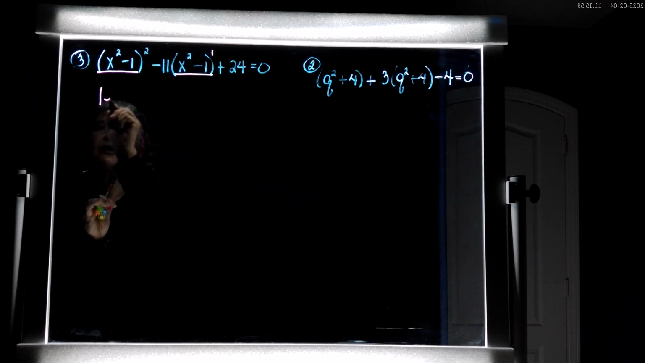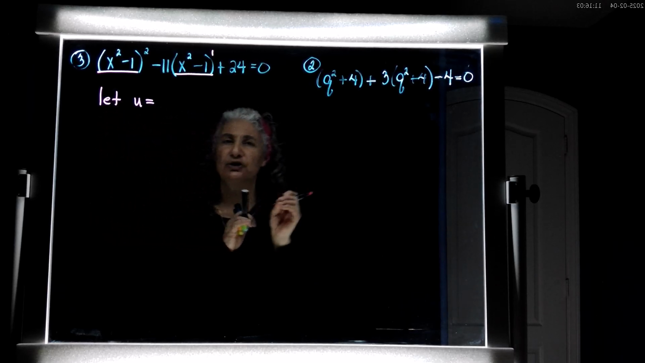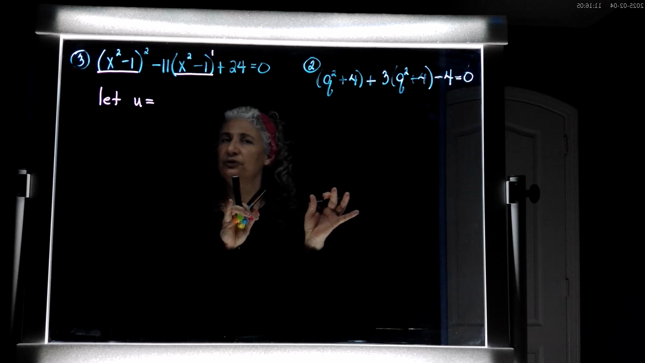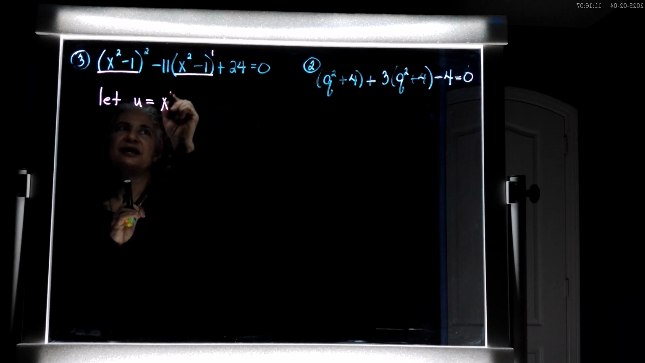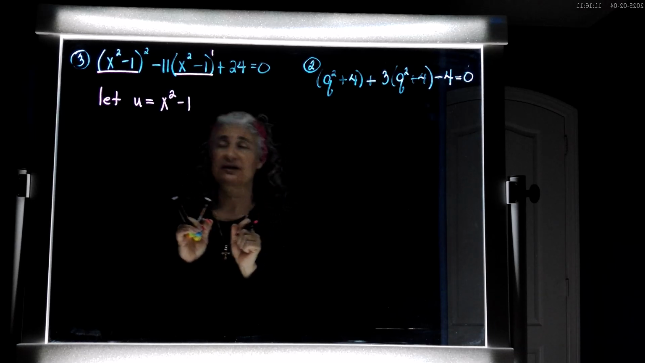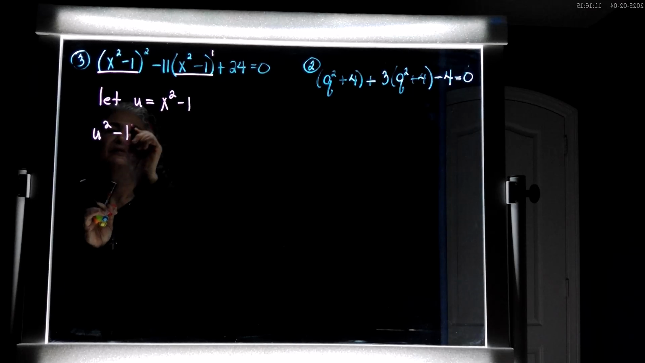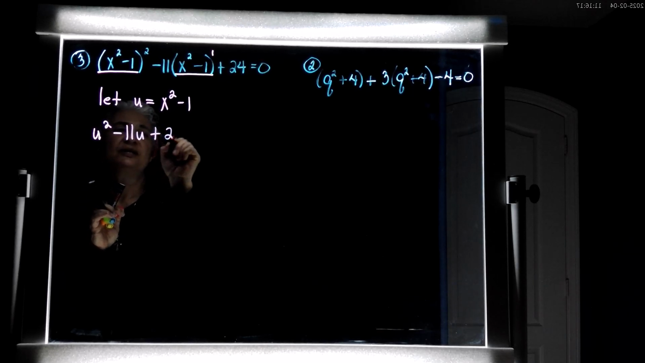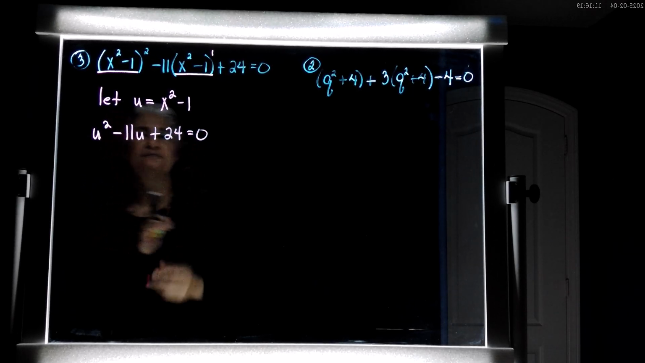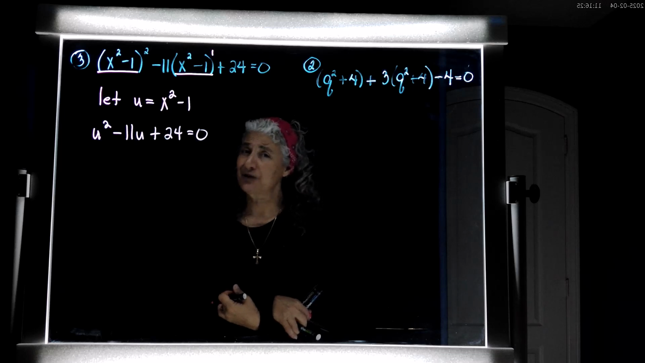So we are going to make a substitution, and we're going to let the variable u be equal to the parentheses, x squared minus 1. Great, good job. Okay, so tell me what this looks like. Yeah, u to the power of 2 minus 11u plus 24 equals 0. A much nicer looking quadratic, right? One that you probably already have factored as I'm talking.